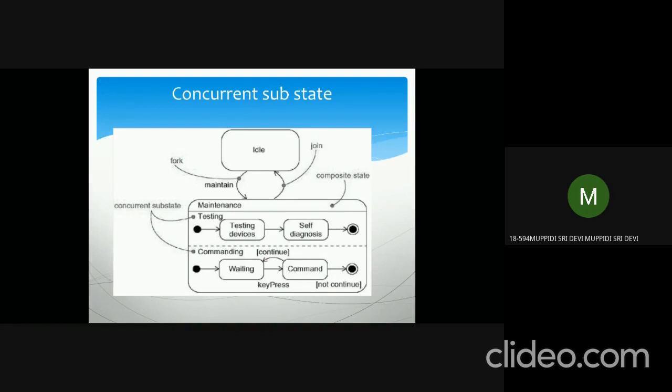If you see fork and join, this idle is divided into testing and command state. That's why we call it a fork. Similarly, this testing and commanding state is joining at an idle. Fork means one state is divided into more than one state which are concurrently executing. Join means the substates like testing and command will join into the idle state whenever their tasks are completed. This is about sequential substate and concurrent substate.